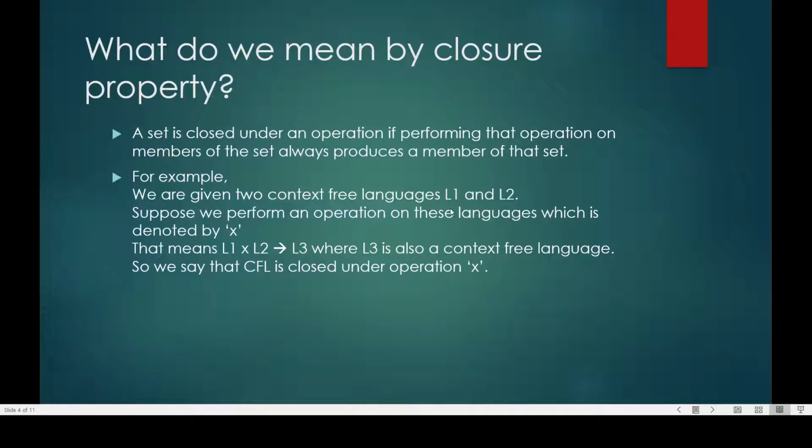Suppose we are given two context-free languages, which are L1 and L2, and we perform an operation on these languages which is denoted by X. X is just an arbitrary operator which we've used to explain this example. L1 X L2 would give us L3, where L3 would also be a context-free language. As we can see, we performed an operation on two context-free languages and the result is also a context-free language. So we'll say that the context-free language or CFL is closed under this operation X.